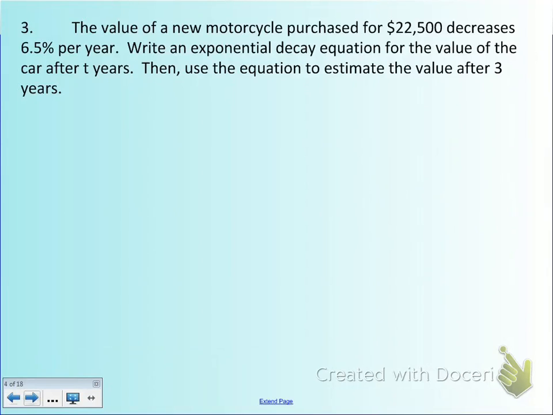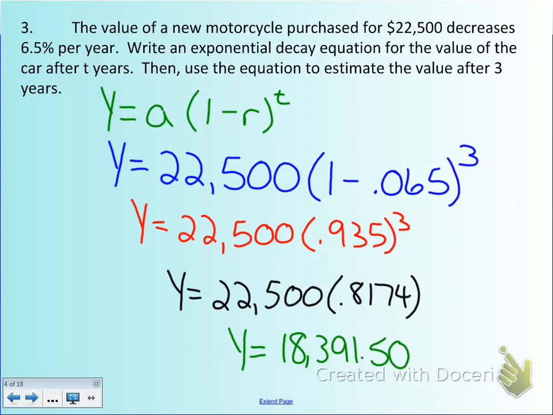Okay, our formula for exponential decay, so you can do the problem as y equals a times the quantity 1 minus r to the t power. Okay, so plug in all your values and come back for the solution. Okay, you should have ended up with your answer of $18,391.50. If you got that, you can continue on to the next problem.